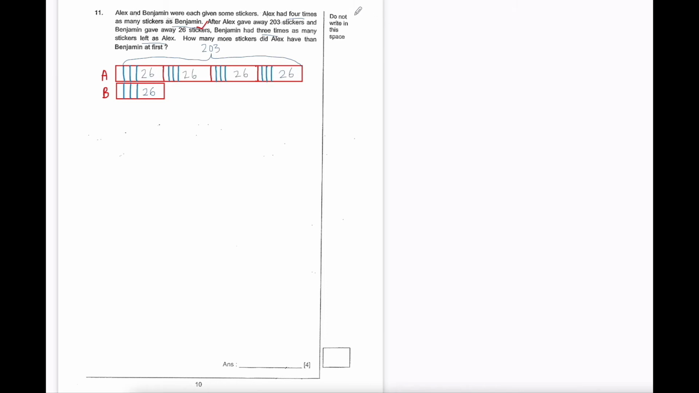Now, do you guys see it? And that's it. I made it much more organized. I'm done with this sentence. I'm done with this sentence also. And now I can find out how many more stickers Alex has than Benjamin at first.